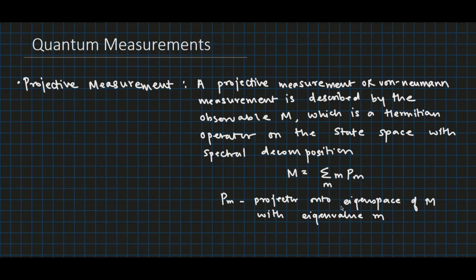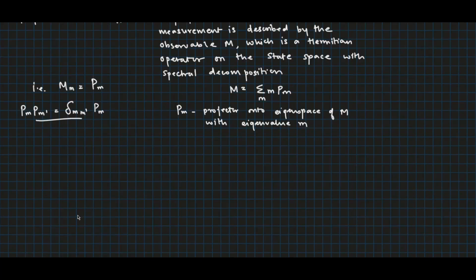As said earlier, it is a special case of postulate 3 where measurement operators are projectors. That is, our measurement operator M_m will be equal to our projector P_m, where P_m satisfies the following condition of a projector operator. Also, apart from satisfying the completeness condition, that is summation M_m dagger M_m equal to I, it also satisfies the condition that all M_m's are orthogonal.